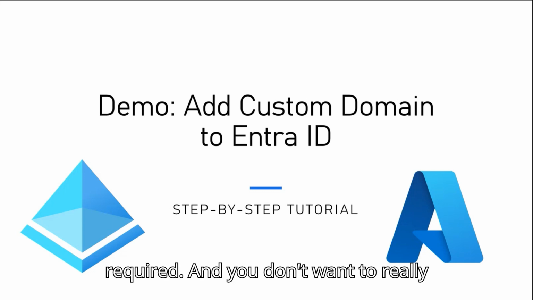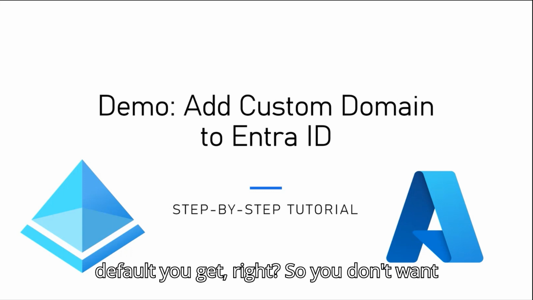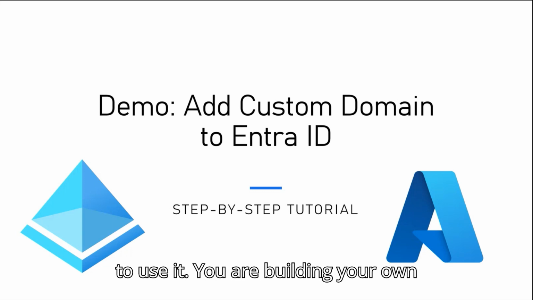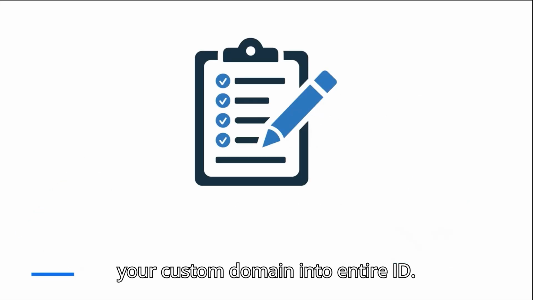Else, you don't really want to use the onmicrosoft.com domain, which you get by default, right? So you don't want to use it. You are building your own company, you are building your own identity. Then you need to add your custom domain into Entra ID. So how to do it?